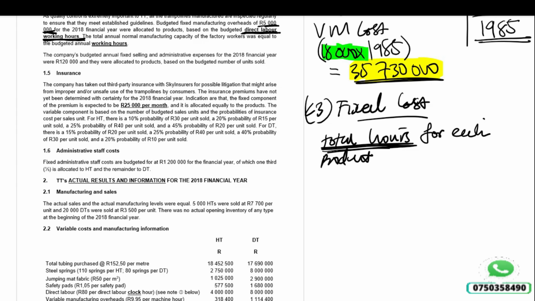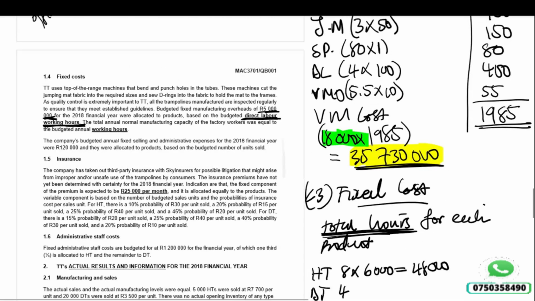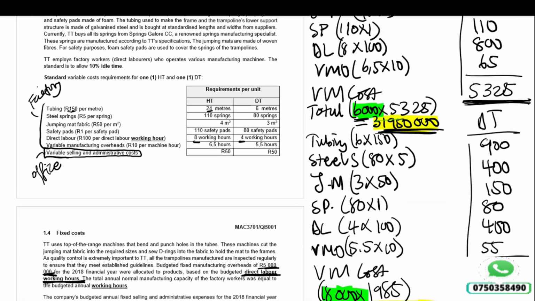We need 8 working hours. It's actually stated, right? So for HT, 8 working hours are required. And how many units are we going to produce of HT? We're going to produce 6,000 units. So in total, how many hours are we going to spend in the production of HT? We're going to spend 48,000 hours. Then for DT, how many hours? We need 4 hours per unit.